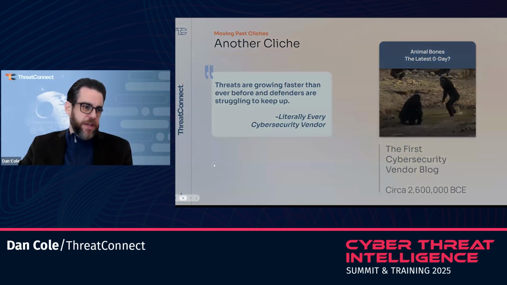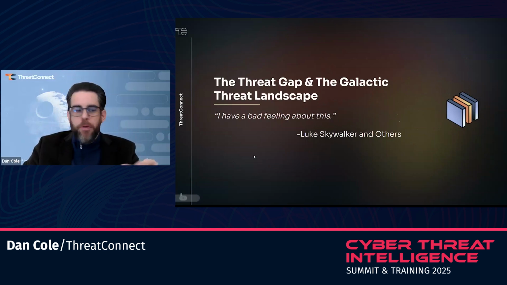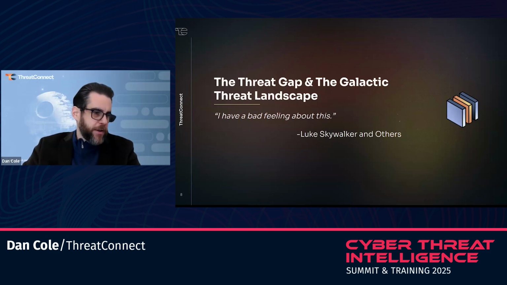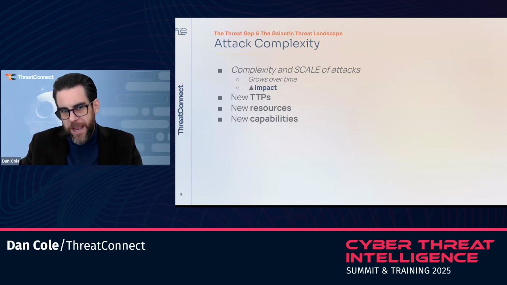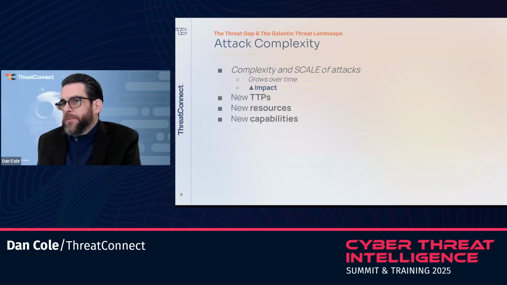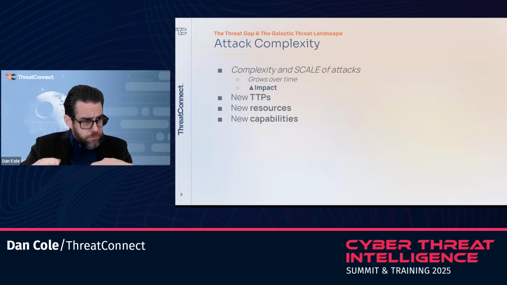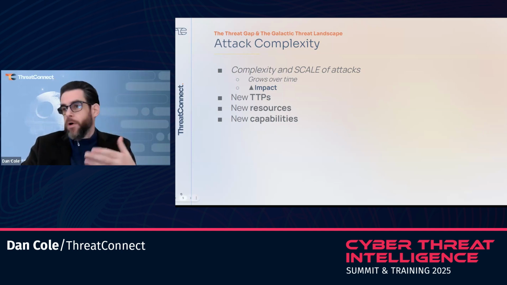So in the next section, what I'd like to do a little bit is unpack that cliche, put it in quasi-mathematical terms, and that's going to lead into some of what we're going to talk about as far as risk goes. So first, I want to define a few terms. And the first is what I call attack complexity. And this is essentially how attacks grow over time, from those first bone clubs to bullets, or, of course, in cybersecurity, we look at things like new TTPs, new resources, new capabilities. And essentially, as this complexity grows, the impact of an attack can grow over time.